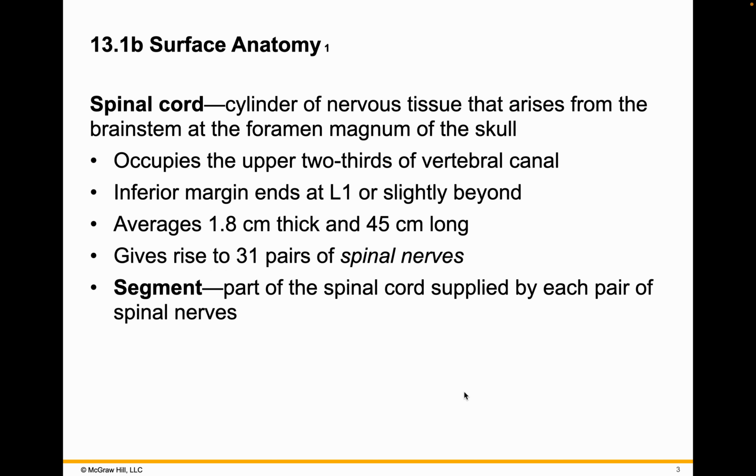The spinal cord itself is a cylinder of nervous tissue that arises from the brainstem at the foramen magnum of the skull and occupies the upper two-thirds of the vertebral canal. Its inferior margin is right around L1, and it averages about 1.8 centimeters thick and about 45 centimeters long. It does give rise to 31 pairs of nerves, which we call spinal nerves, and it is segmented. There are parts of the spinal cord supplied by each pair of spinal nerves.